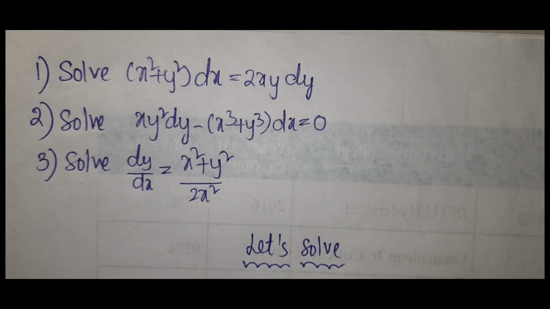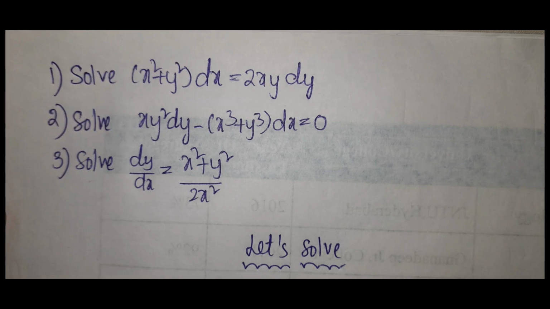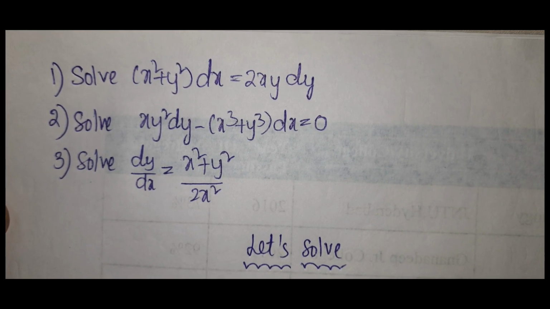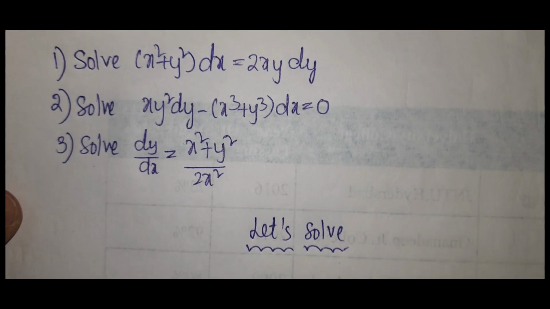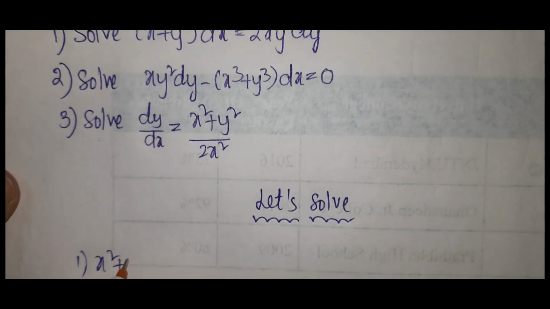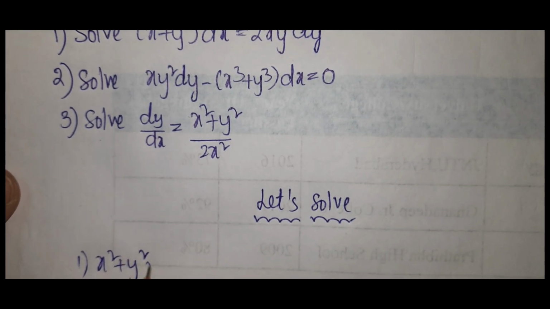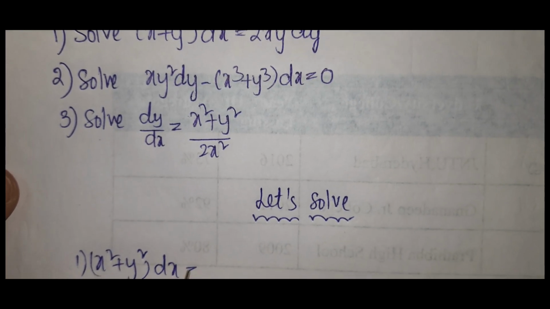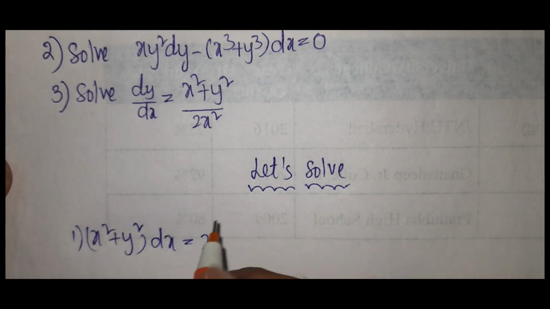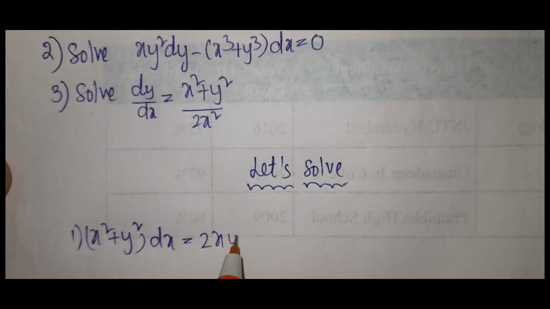Let's get started. As you can see, the first problem is: solve (x squared plus y squared) dx is equal to 2xy dy. So first of all, let us check whether the equation given is a homogeneous differential equation or not. So the question here is (x squared plus y squared) dx is equal to 2xy dy.